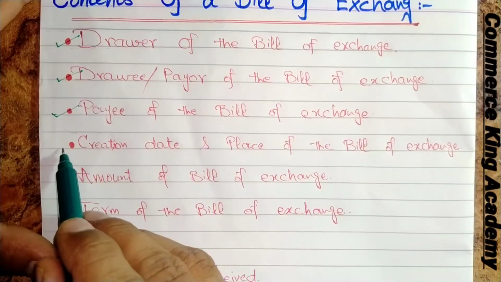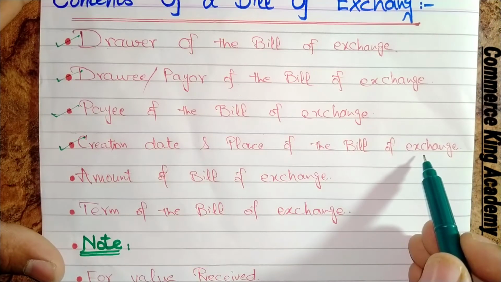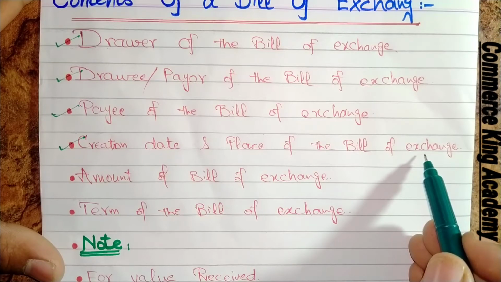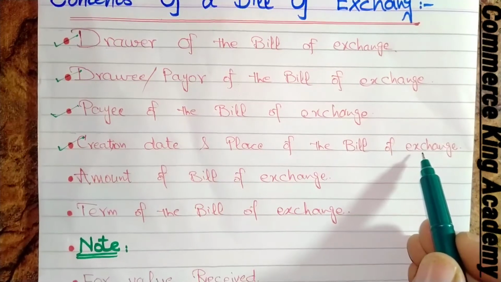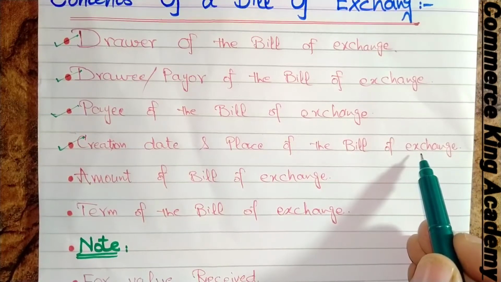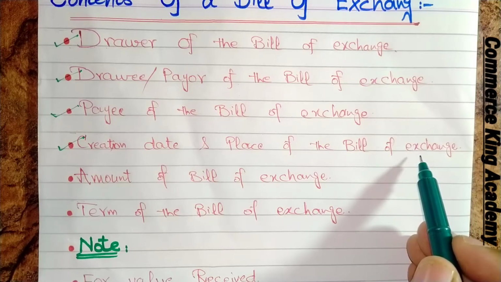Next is creation date and place of the bill of exchange. The date and place where the bill of exchange is created should be written on the bill of exchange.